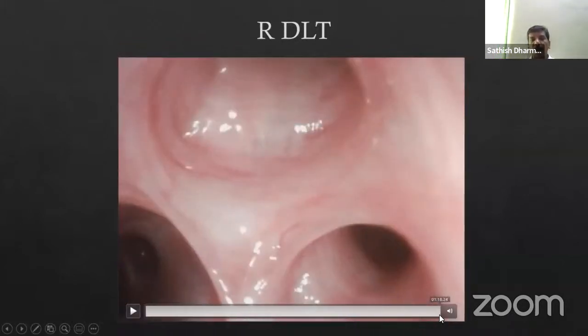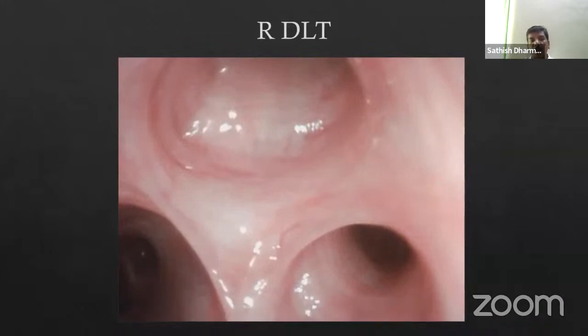Even after the patient is positioned in the left lateral or right lateral position, you need to confirm the position again because the tube can slightly move up and down. So you need to realign it with the help of the fiber optic bronchoscope.